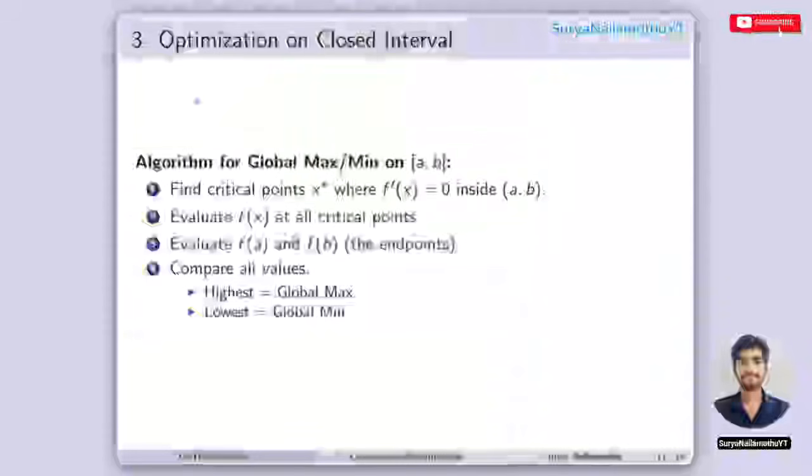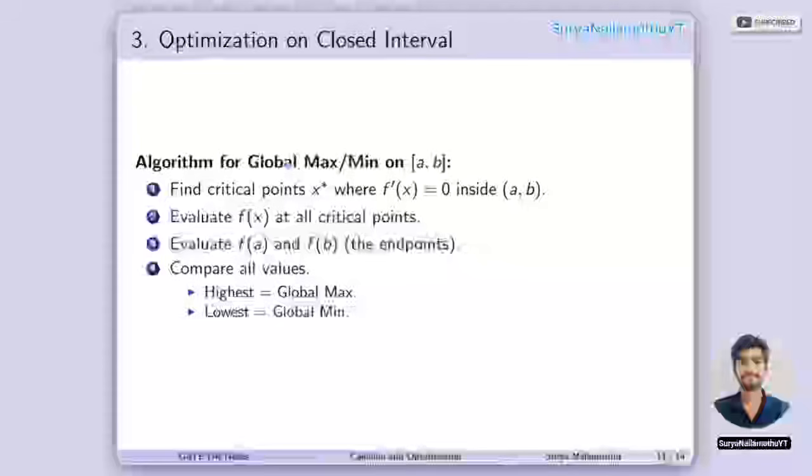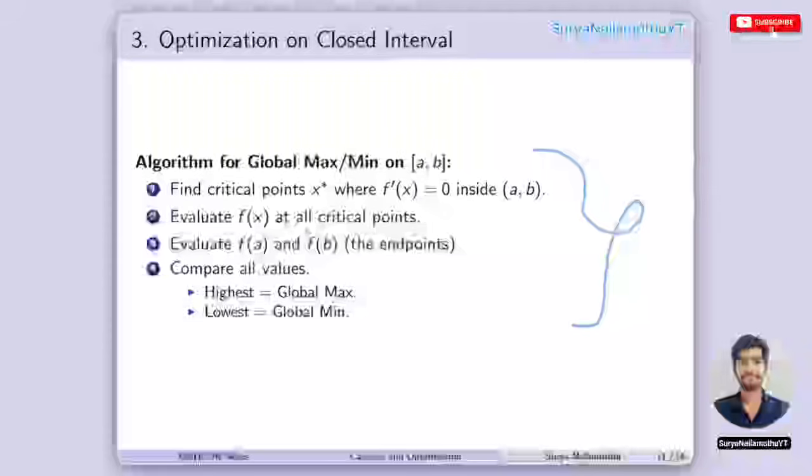Next, optimization on a closed interval. For optimization on a closed interval, there is an algorithm. The algorithm is: first find the critical points where f dash of x is equal to 0 inside a and b. So this is the range. Then evaluate f of x at all critical points. Then evaluate f of a and f of b at the endpoints. Then comparing all, we get the global maximum and global minimum.